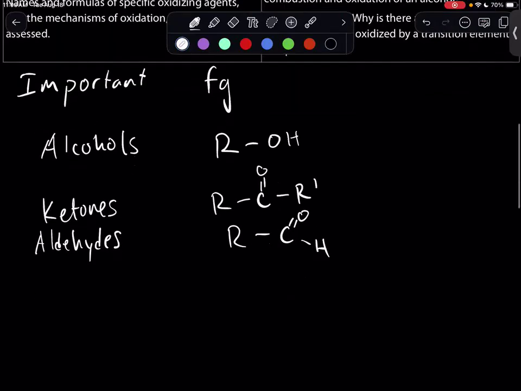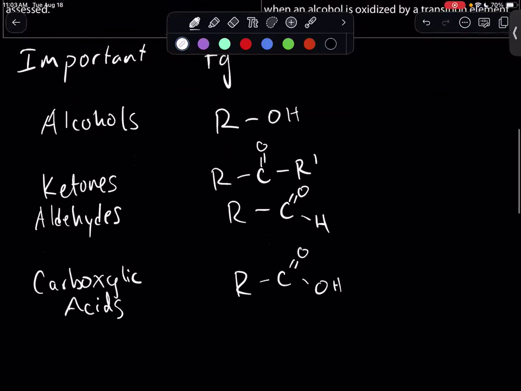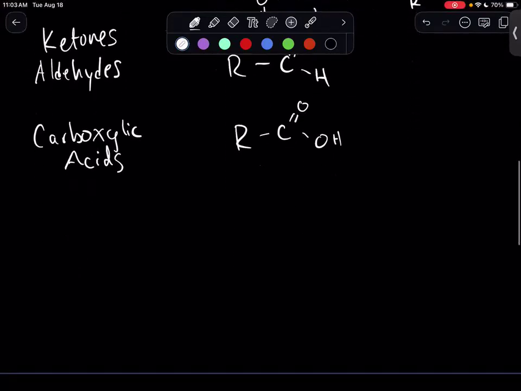Then we're also going to be looking at carboxylic acids. Carboxylic acids are R, C double bond O, single bond OH. Furthermore, we have to remember that alcohols can be primary, secondary, or tertiary. So that's going to be primary. Secondary might be R, C, R prime. And we're not going to cover tertiary, but again, we'll explain that in a little bit.